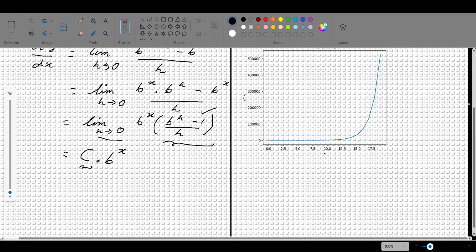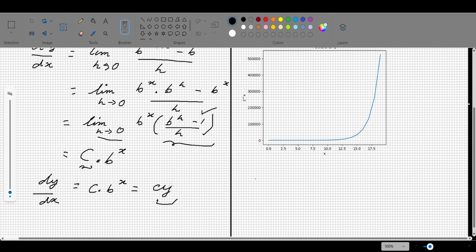Now have a look at this equation. This is a very cool equation. It says that dy by dx, or d by dx of b raised to x is equal to c times b raised to x, which is technically equal to c times y. So this means that the change in y is proportional to y itself. Now let's try and understand this in more detail.